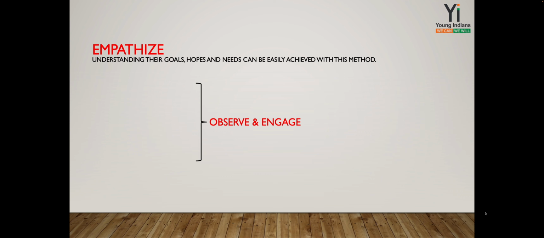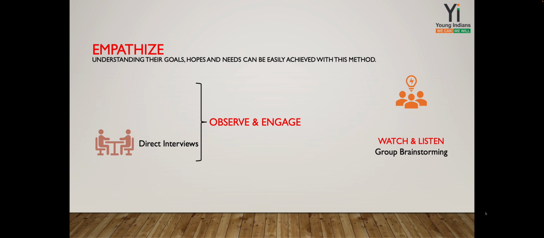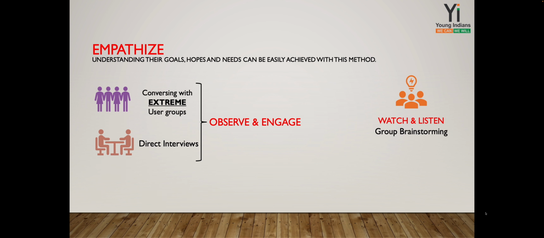Next slide is where you talk about the empathy stage, right? So at each level, what do you do here? You just talk more about this stage. In the empathize stage, we have explained the process to them, but now you try to understand the goals from the user, and what can be achieved with this method. You just elaborate a bit more. Two things you can do here is observe and engage, watch and listen.